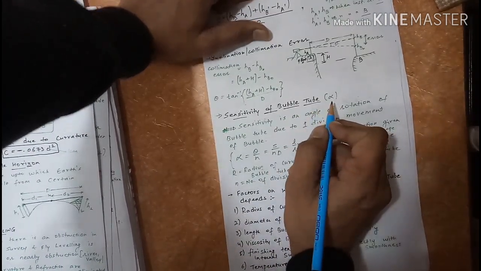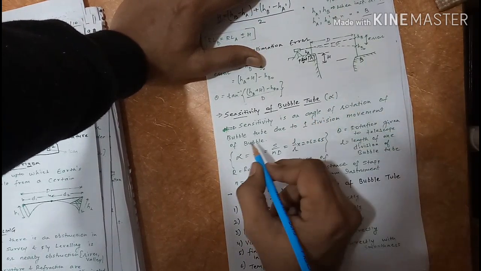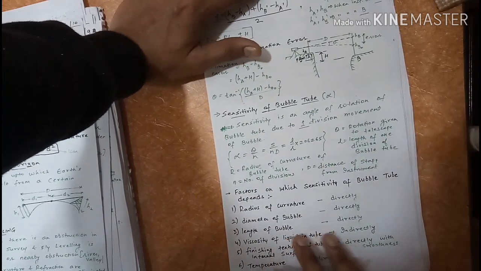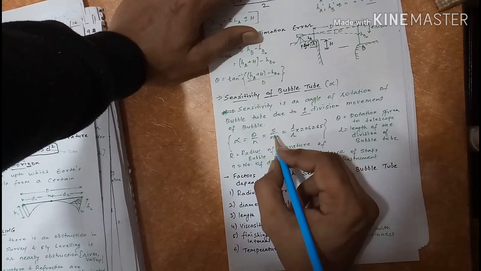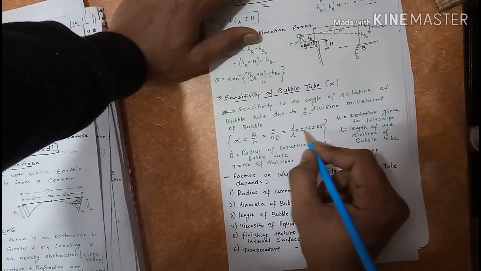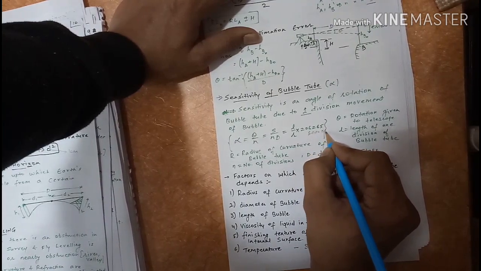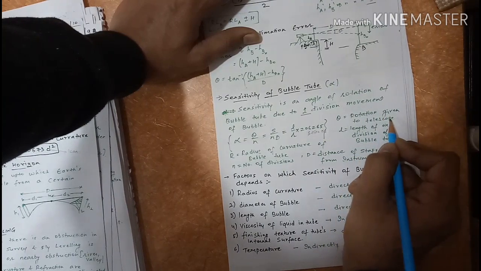Sensitivity of bubble tube, alpha. Sensitivity is the angle of rotation of the bubble tube due to one division movement of the bubble. Alpha is equal to theta upon n, which is equal to s upon n. D is equal to L upon R into 206265 seconds. Theta is the rotation given to the telescope.